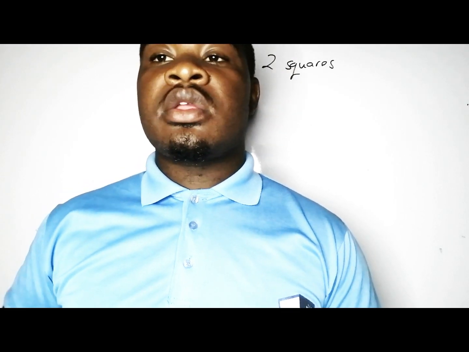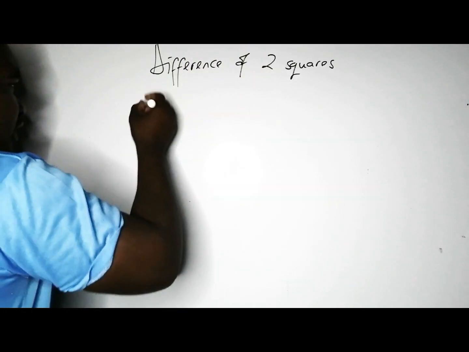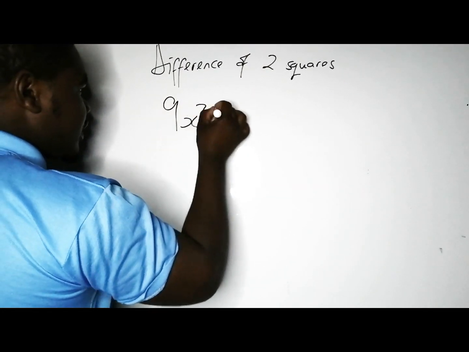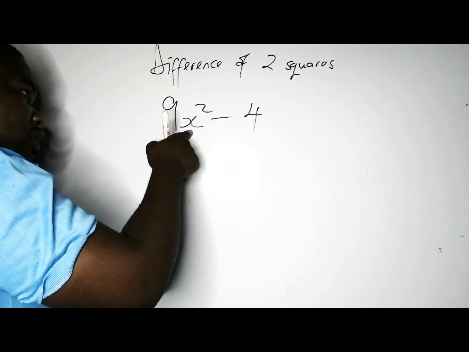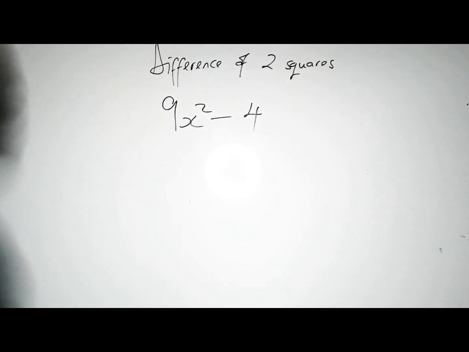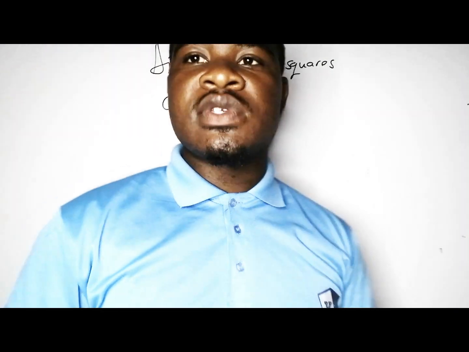Meaning to say, if it is 9x squared minus 4, this one is a difference of two squares. Here we have a square root 3, here we have a square root x, here we have a square root 2. And then how to solve this one? We are just going to find the square roots of these numbers, and then you make the difference on the sign only.